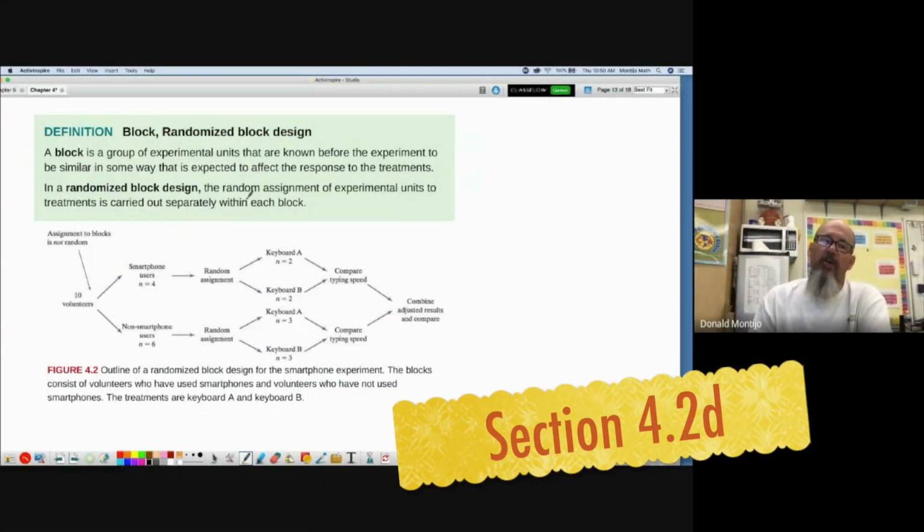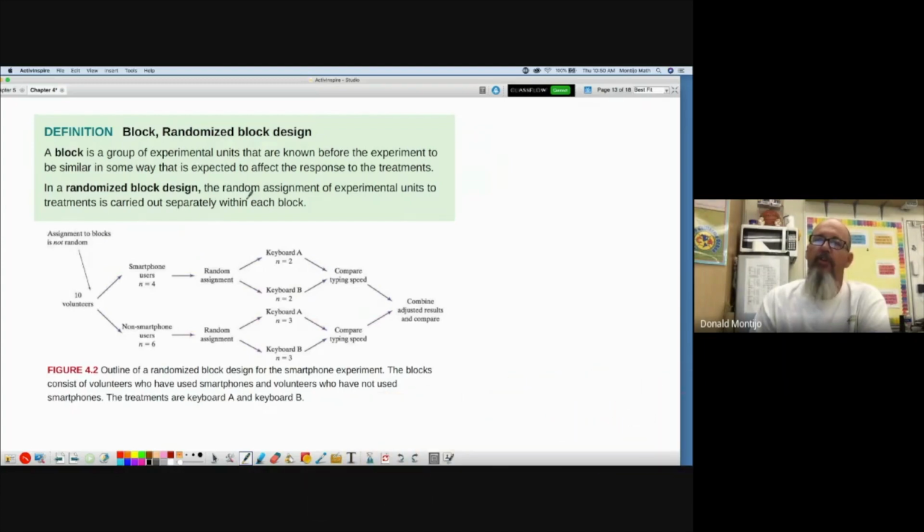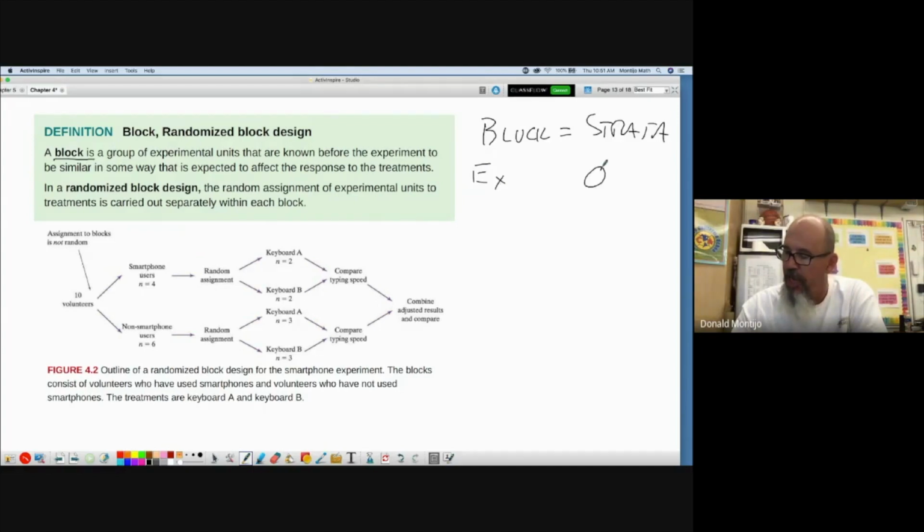Now, we talked earlier about strata in sampling. A strata was when we knew individuals had a difference that was going to be important to our results. Well, in an experiment, a block is the same thing as strata, but in an experiment, we don't call it strata, we call it block. So block equals strata. But block we use for an experiment, and strata is used for a sample.